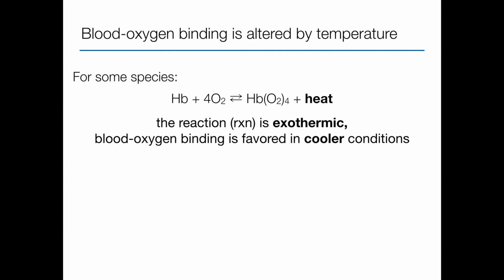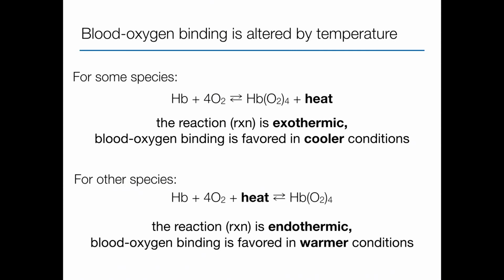This reaction between hemoglobin and oxygen can be exothermic, which means that heat is released as the binding occurs. That means that blood oxygen binding can be favored in cooler conditions. Animals swimming around the environment are exposed to different temperatures, which can have an effect on this reaction.